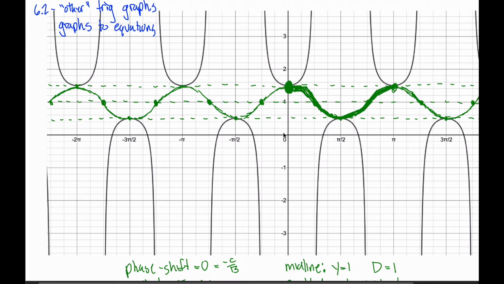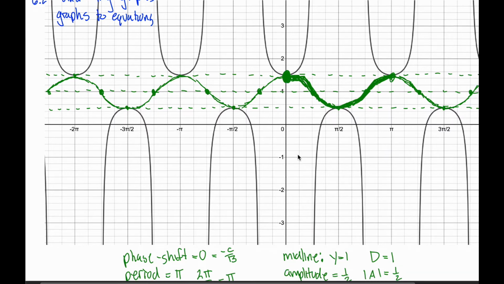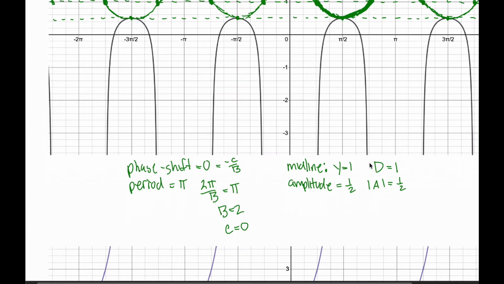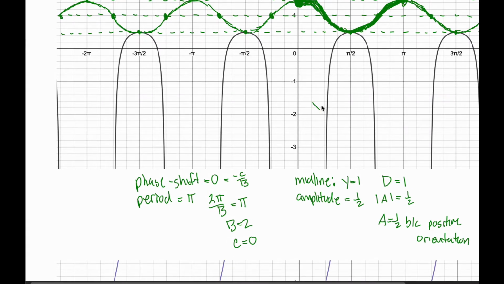The last thing I have to do is go back to my starting point and notice that because my starting point is a maximum, I must be using the cosine graph. You use cosine anytime you start out at the top or at the bottom. If you start out at the top, then you're using cosine with the normal orientation. So since I'm starting at the top here, I would say that A is positive 1/2. What I'm saying is pictured in green is y equals A, which is 1/2, times the cosine of Bx plus C, so 2x plus 0, or just 2x, plus D, which is equal to 1.